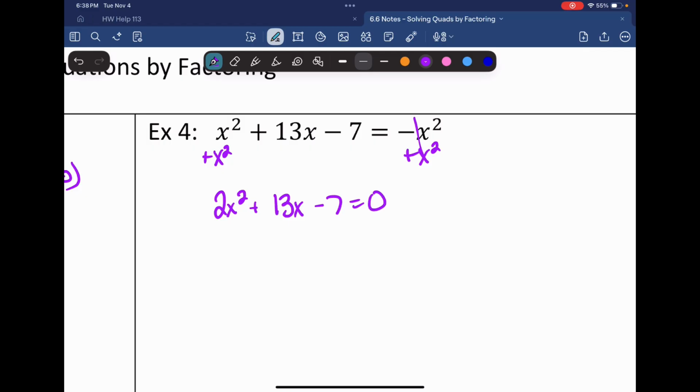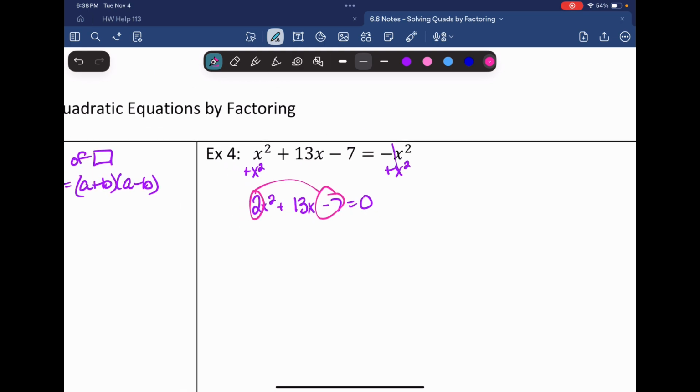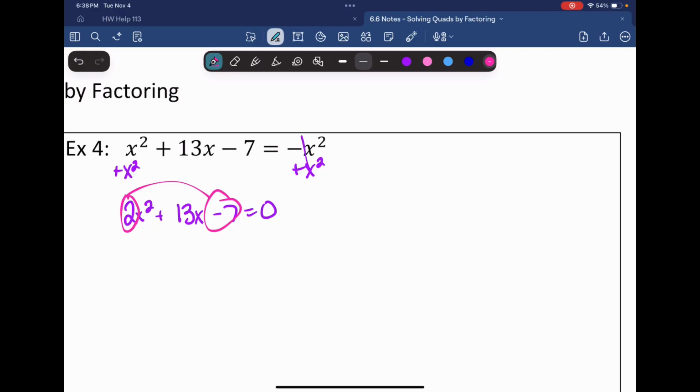All right, no GCF on this one, okay? But it is still quadratic, and we have 3 terms. So I'm going to multiply that leading coefficient by that constant. This is what we did in 6.5 and in 6.4 and in 6.3 and in 6.2. So multiply A times B.